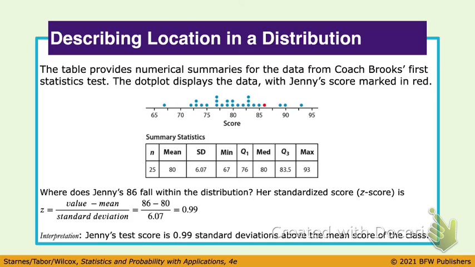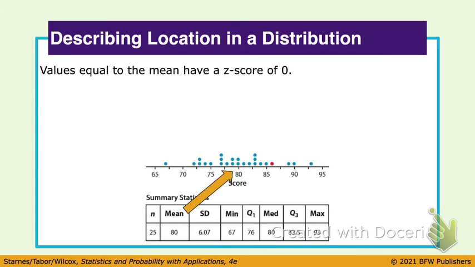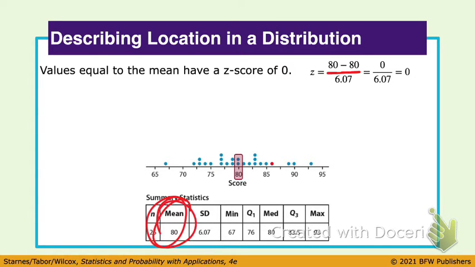Now, the thing about z-scores is if you get a z-score that is equal to 0, that means that your value was exactly equivalent to the mean of the distribution. The reason is, if somebody got an 80 on the test and I take 80 and subtract 80, I get 0. Whenever I divide by the standard deviation, I still have a 0. So the z-score of that person's score would be 0.